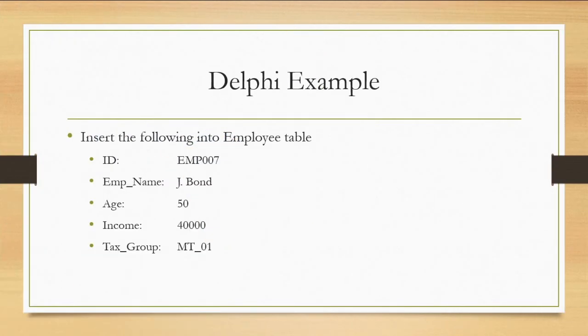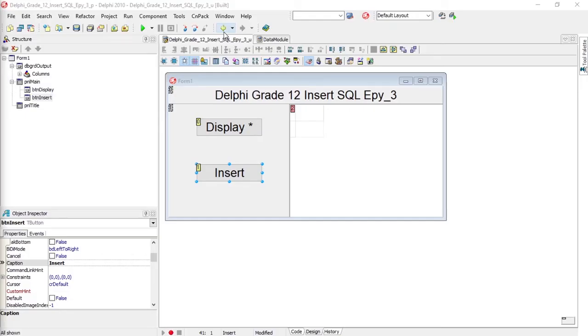Insert the following into the employee table: ID, EMP007, employee name, J.Bond, age 50, income 40,000, tax group MT_01. Let's look at the example. And here is our example. Just as a forenote, the display function displays all the values in the employee table. If you're unsure how to do that, please see our video on querying for SQL.